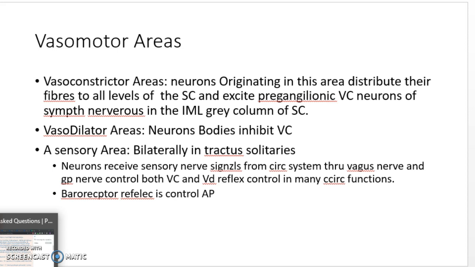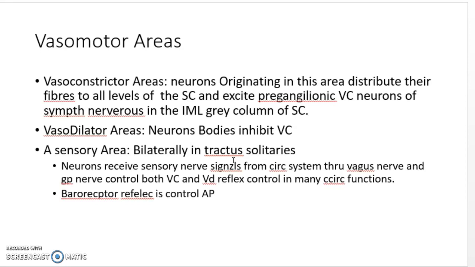The sympathetic area sends vasoconstrictor fibers to all levels of the spinal cord, and then to the preganglionic vasoconstrictor neurons of the sympathetic nervous system in the intermediate levels of the gray matter of the spinal cord. Now we talked about vasoconstriction, let's talk about vasodilation. They have neuron bodies which go and inhibit vasoconstriction.